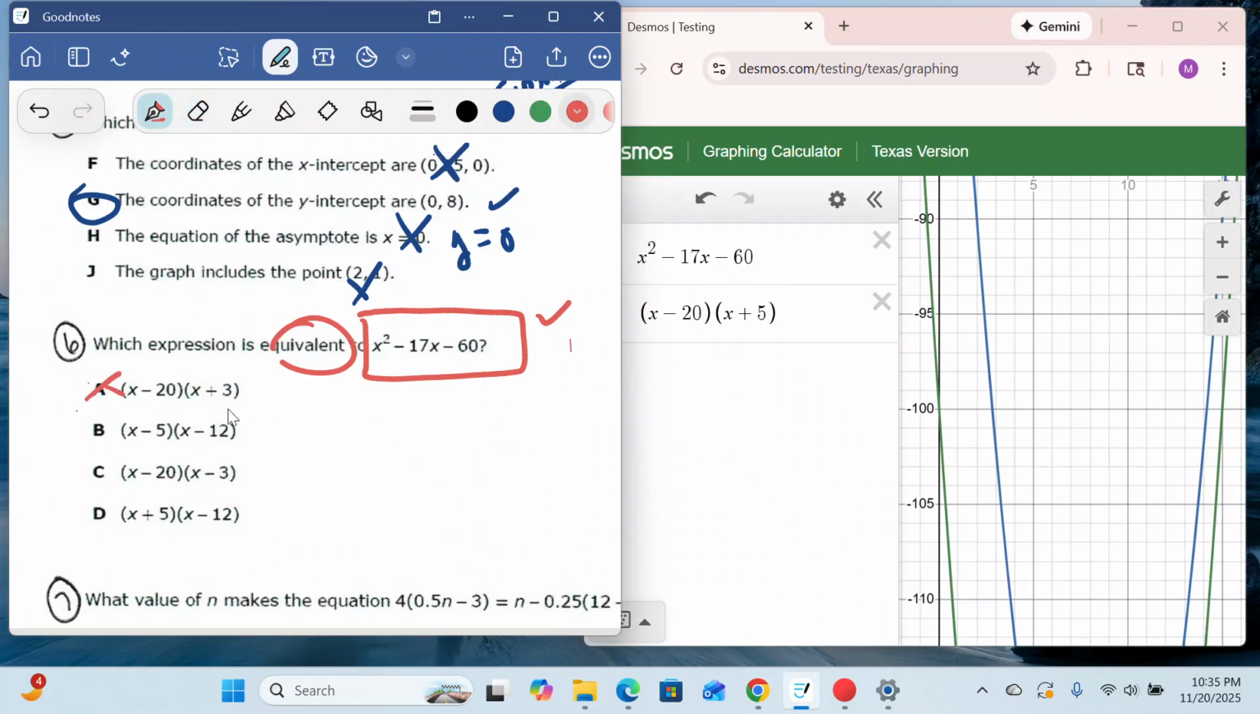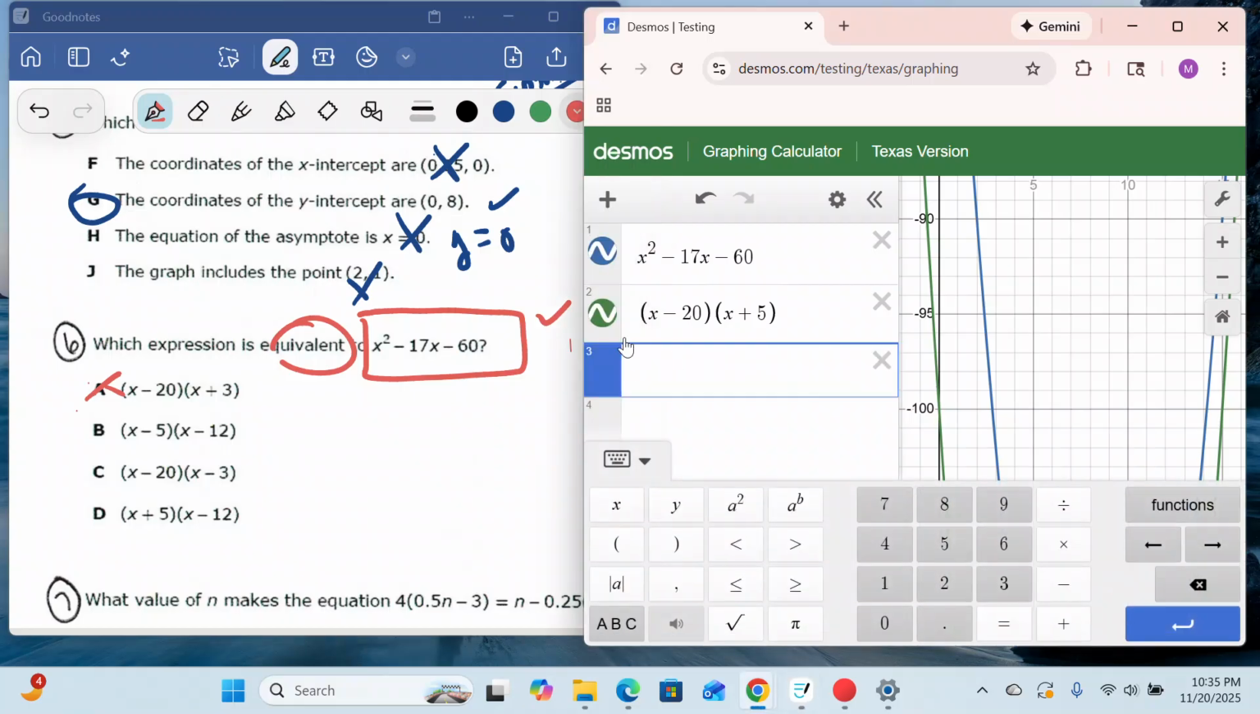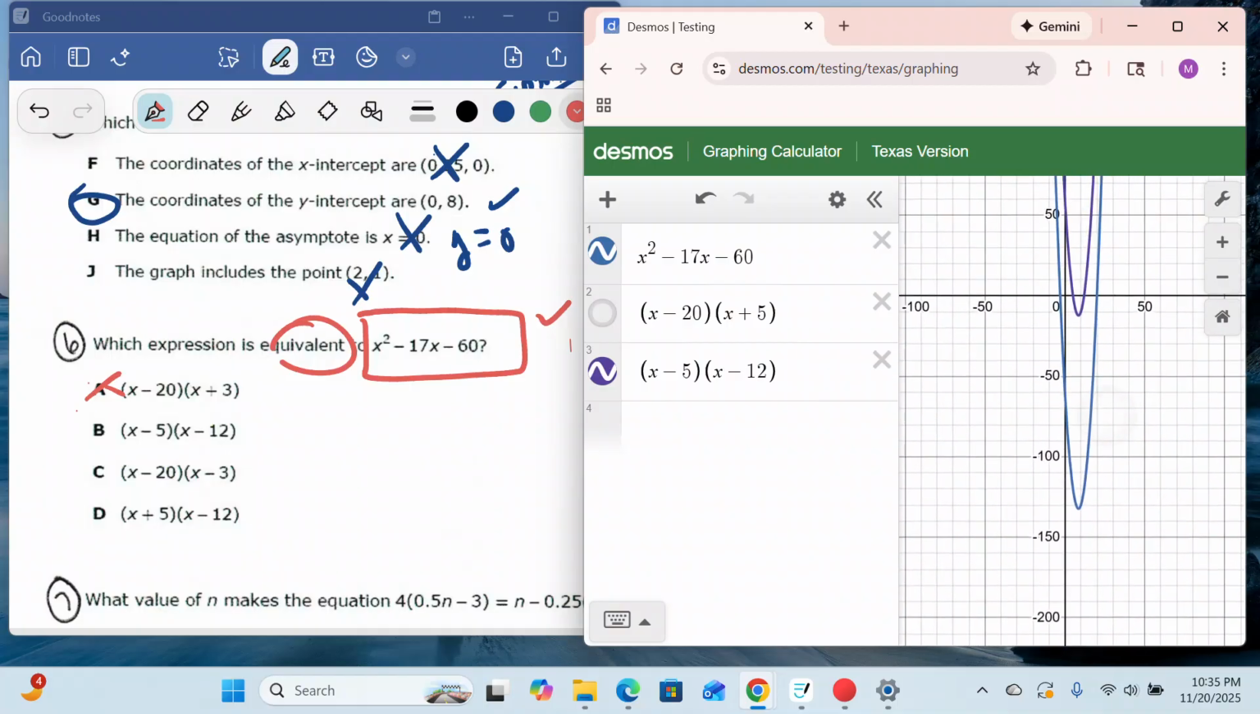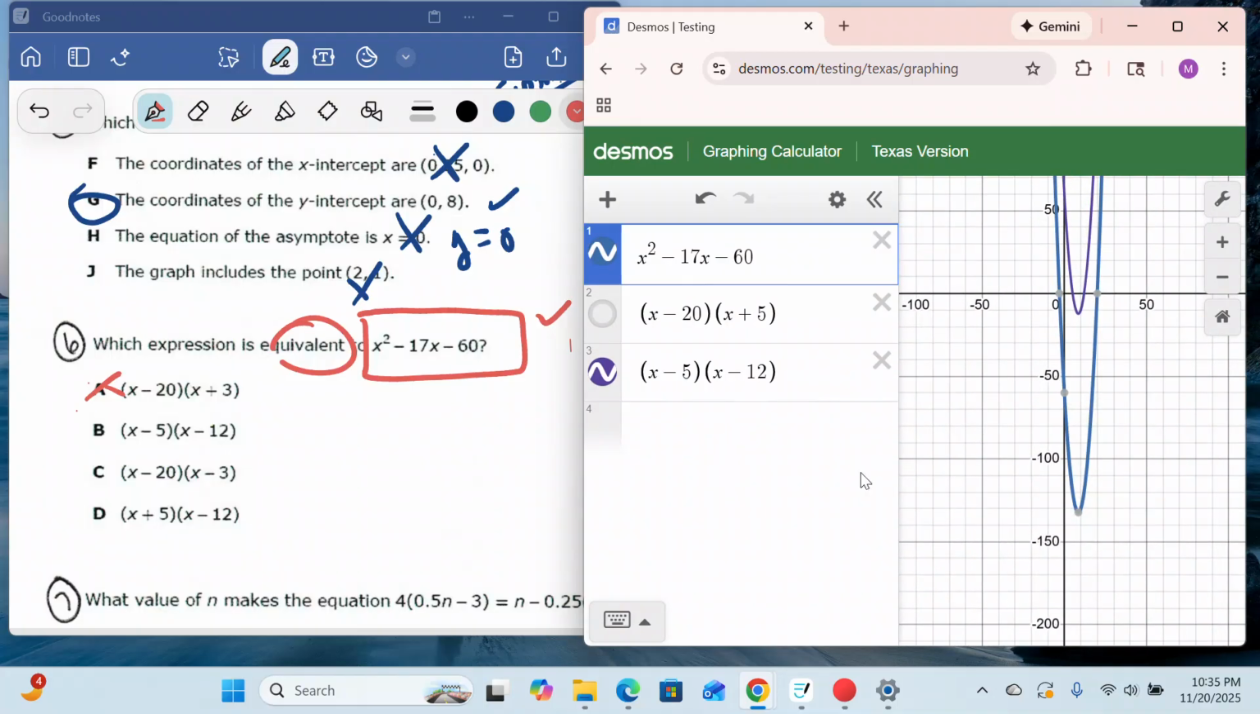And then B, let's check B. I would recommend leaving it here because if you make a mistake, you can go back and check it. Where did I make my mistake? And this is an easy one that you can get correct on the STAAR test. I'm going to put (x minus 5), close parentheses. I'm going to open parentheses, x minus 12, and close the parentheses. Why isn't the graph anywhere? So I have to check it. There it is. It's not right on top of it. So automatically I know this one is wrong.